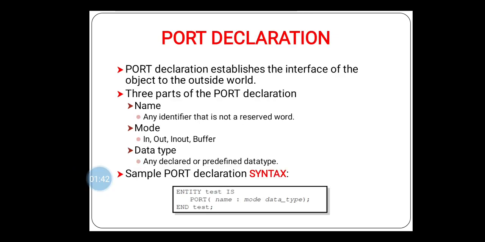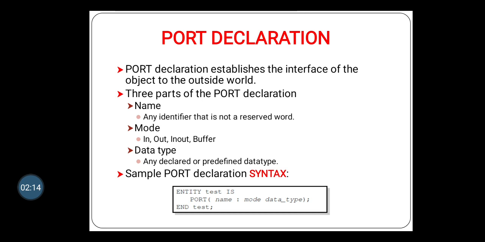Port declaration establishes the interface of the object to the outside world. Three parts of the port declaration. So in that you have name, which is an identifier that is not a reserved word. Mode, it declares the mode of the data, that is whether the data is input, output, in-out or buffer. Data type, any declared or predefined data type.